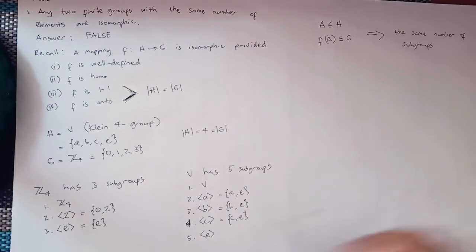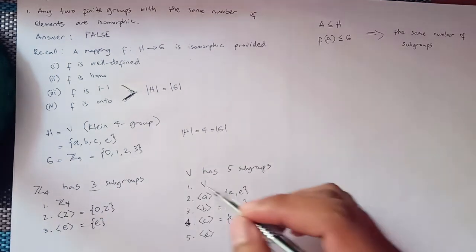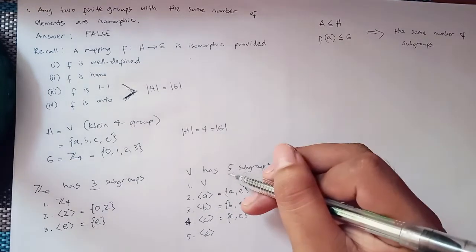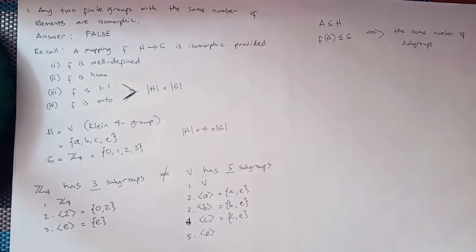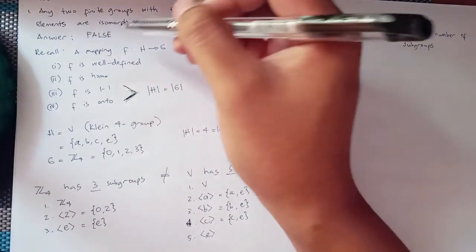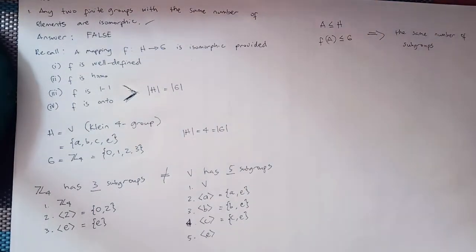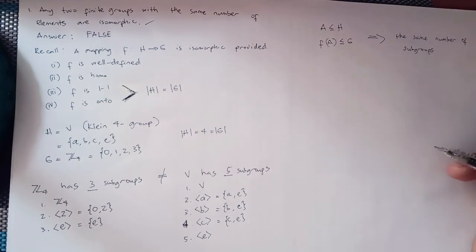So as you can see, Z4 has 3 subgroups and V, the Klein-four group, has 5 subgroups, which are not equal. So this would imply that this statement is false. In the next video, maybe we can show to you that if two finite groups are isomorphic, then they have the same number of subgroups.